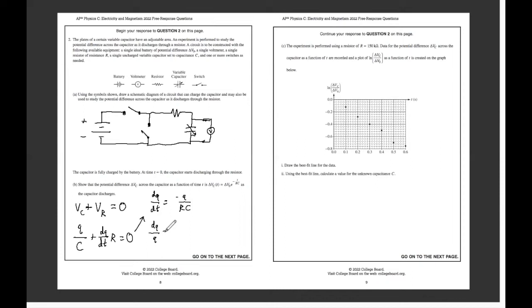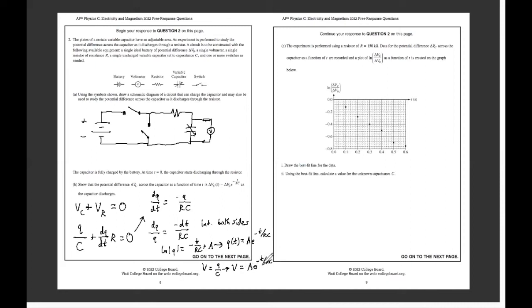So dq over q is equal to negative dt over RC. So if I go ahead and integrate both sides, I get ln of charge is equal to negative t over RC plus an integration constant. Therefore, I get that charge as a function of time is A e to the negative t over RC. But again, noting that voltage is equal to charge over capacitance, I end up getting that voltage is equal to a constant times e to the negative t over RC.